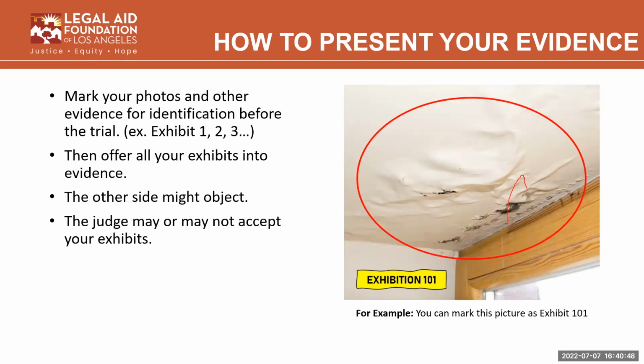And now we'll look at how you can present your evidence. You want to mark your photos or other evidence for identification right before the trial. Usually for defendants, you can use the numbers starting from 101 and so on. You can offer all of your exhibits into evidence. The other side can deny or try to not get your evidence into court, and the judge may or may not accept some of your exhibits.